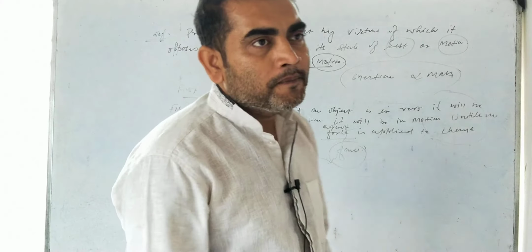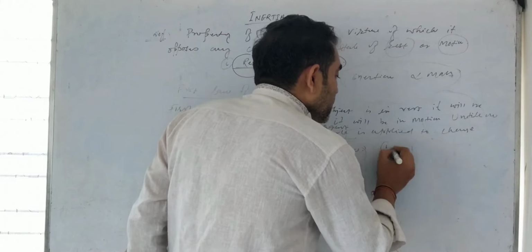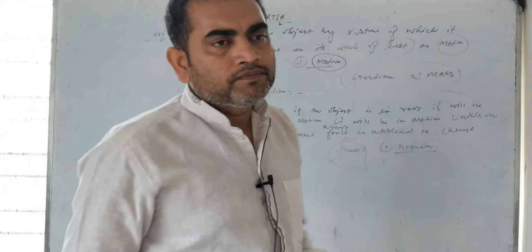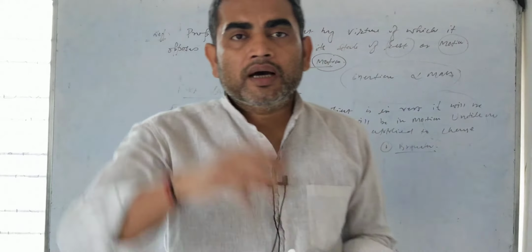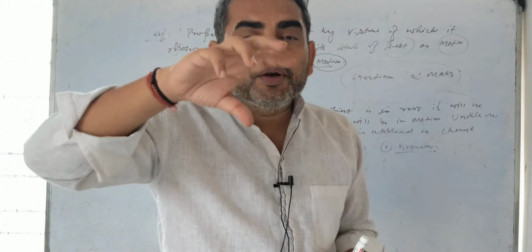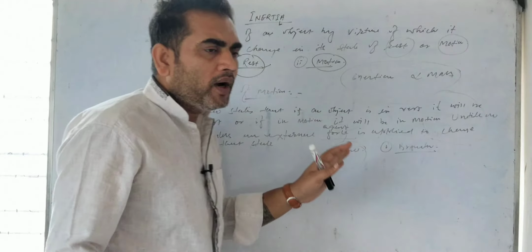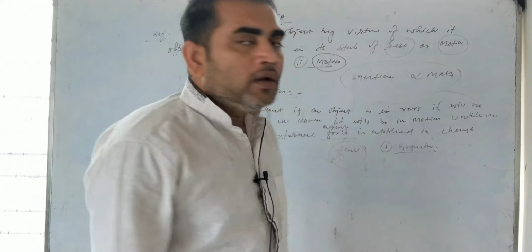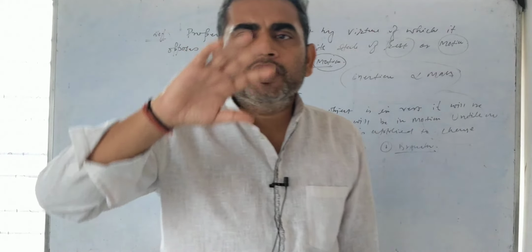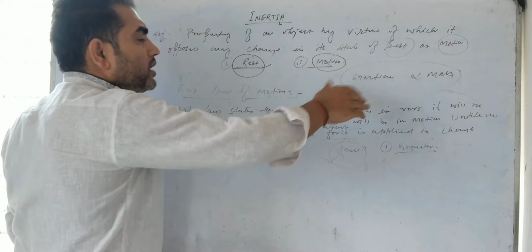Now some examples. The first law also gives some examples, such as the first one, shaking the branches of a tree. The fruits fall down. So whenever the branches of a tree are shaken, what happens? The branches at once are set into motion, but the fruits tend to remain in a state of rest. That's why they fall down.